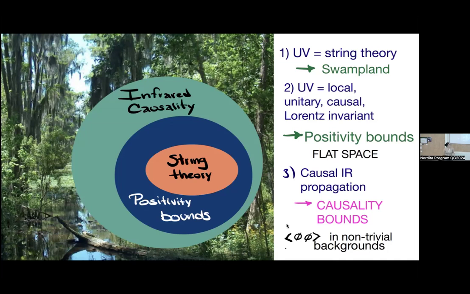and putting no assumptions on the UV. And basically, if you want to think about this again in terms of scattering, instead of doing a 2-to-2 scattering, which is what you do in positivity bounds, this will be like doing a 1-to-1 scattering, but now in a non-trivial background.